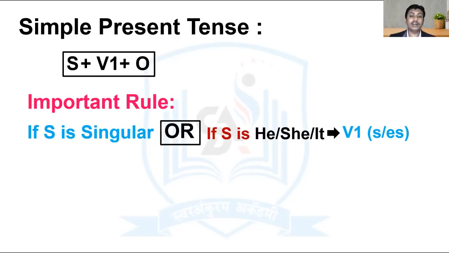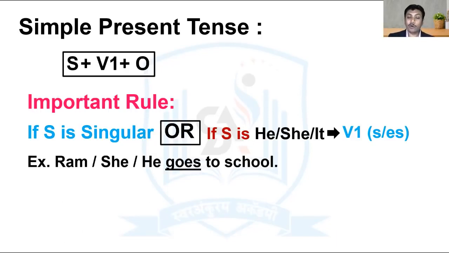So make sure whenever your subject is singular subject or the pronouns like he, she, it is mandatory to use S and ES with the verb. So here is the example for this. Ram goes to school. He goes to school. She goes to school. Clear?